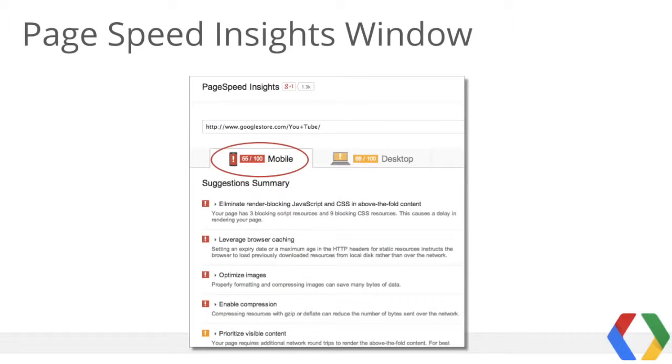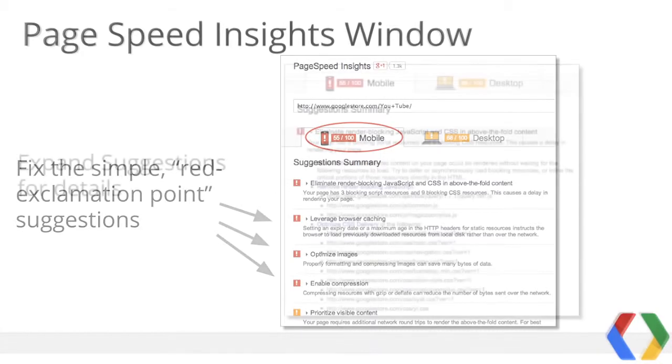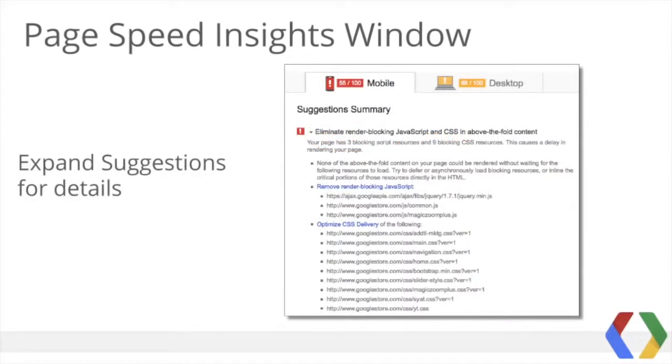Our YouTube page, unsurprisingly, scores a 55 out of 100 with respect to performance best practices. We have the equivalent of an F. Since this video is about making quick fixes for mobile performance, we'll focus on fixing the simplest red exclamation point suggestions. Some of these suggestions may be familiar and others less so, but for each suggestion, you can expand for more details. I'd really like for you to understand how easy and perhaps ultimately profitable implementing these performance suggestions can be.